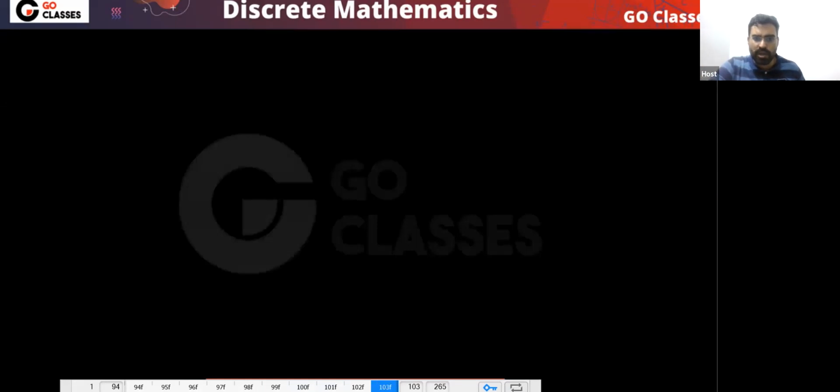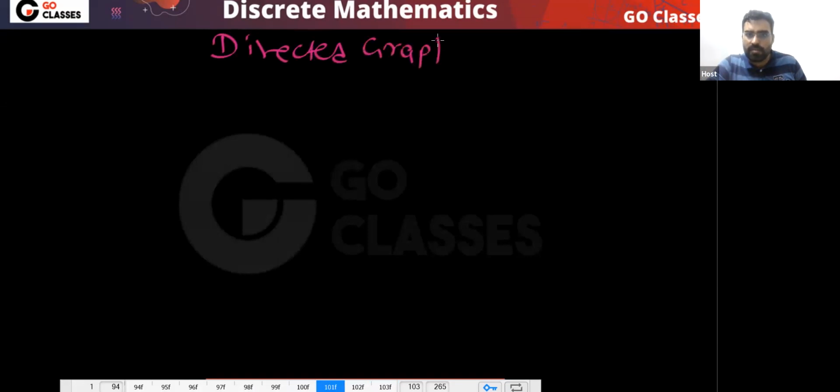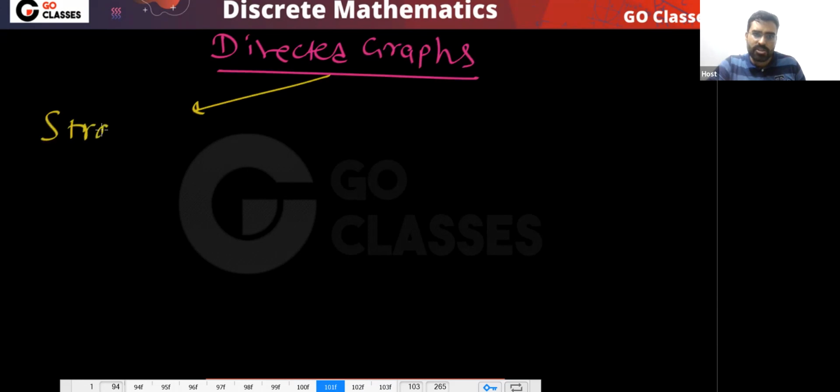So remember, these are the two categories for directed graphs. One is strongly connected. There is something called strongly connected.